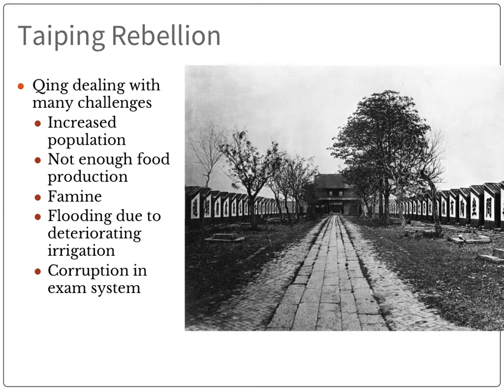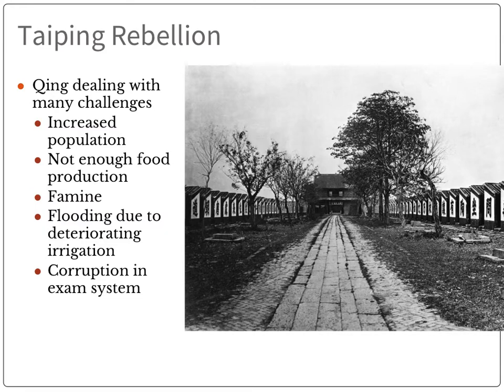So next we're going to talk about the Taiping Rebellion. These are some of the long-term or underlying causes of the Taiping Rebellion. You can think of it as kind of the result of all these problems building up. So you can just list a couple of these issues. China was experiencing increased population. At the same time, they were not producing enough food to feed their people, which resulted in famine.